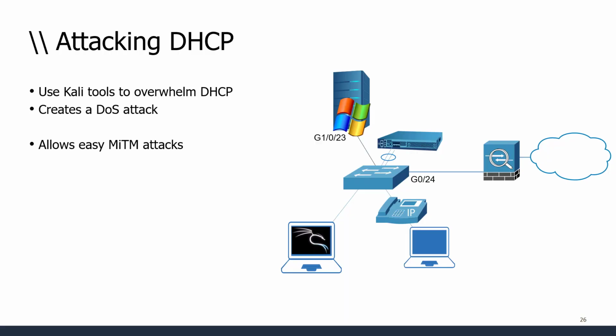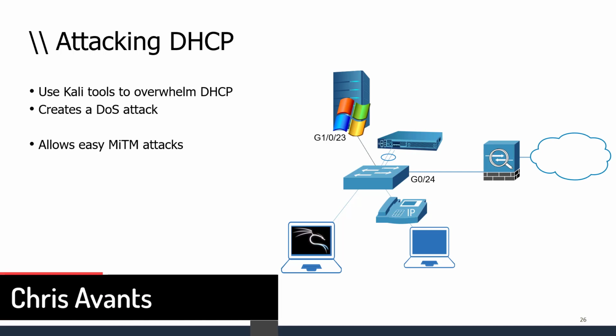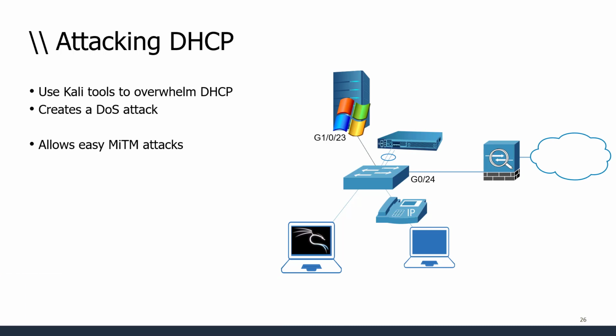All right, in this lesson, we're going to have some fun. We're going to attack a DHCP server by using a tool in Kali Linux to illustrate some vulnerabilities that unsecured DHCP services have on any enterprise network.